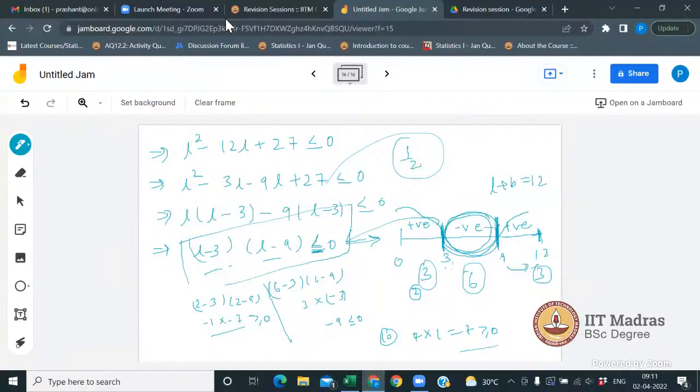Yes, clear. A great way of explaining. Okay, please go ahead.